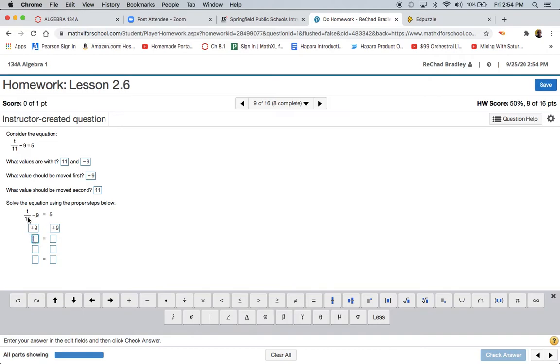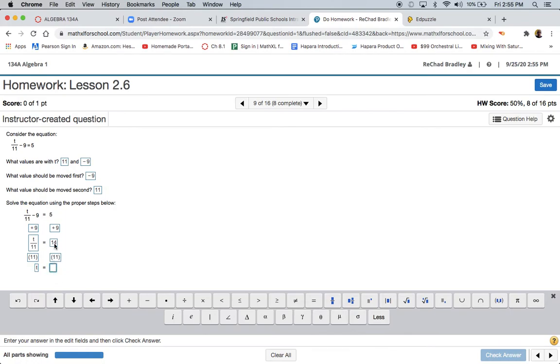When I do that, I now have to bring down t over 11, and then 5 and 9 make 14. If I want to get rid of this 11, the way I do it, t divided by 11, I'd have to multiply. Remember, the way we show that is with parentheses. T comes down, 14 times 11.